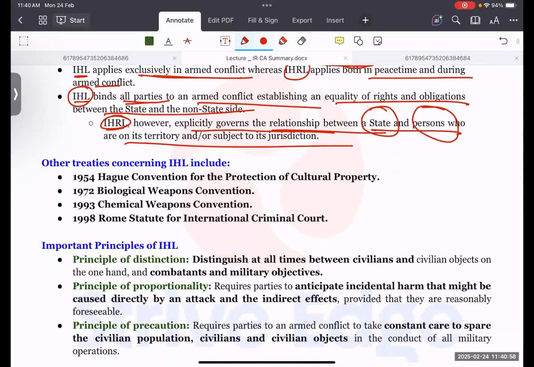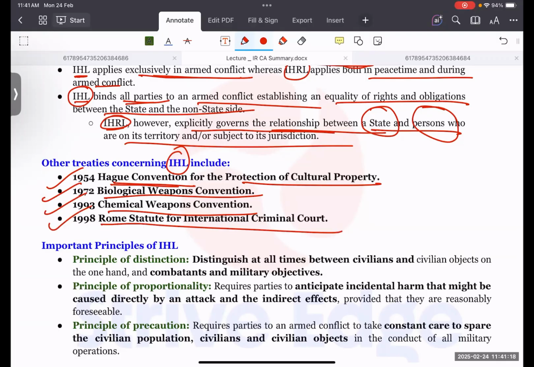Now what are the other treaties concerning the IHL? So IHL, the International Humanitarian Law, also includes some of these conventions, such as the Hague Convention for the Protection of Cultural Property, the Biological Weapons Convention, the Chemical Weapons Convention, and the Rome Statute for the ICC. All these conventions are included in this international humanitarian law.